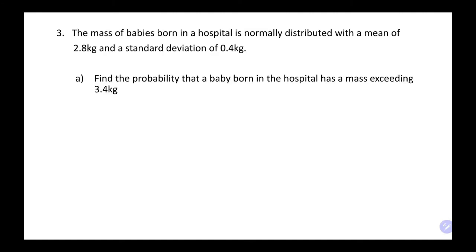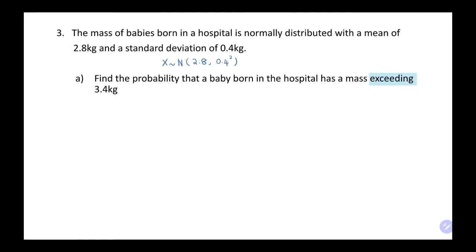We continue with question number 3. The mass of babies born in a hospital is normally distributed with a mean of 2.8 kg and a standard deviation of 0.4 kg. So we know this question is normally distributed. So we write X is normally distributed with mean 2.8 and standard deviation 0.4. This one is for variance, so we put 0.4 squared.